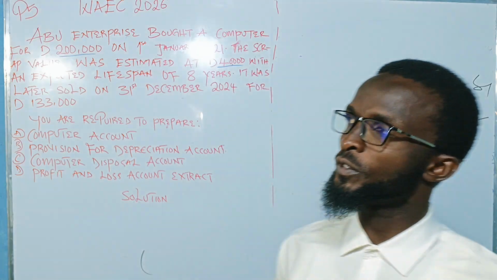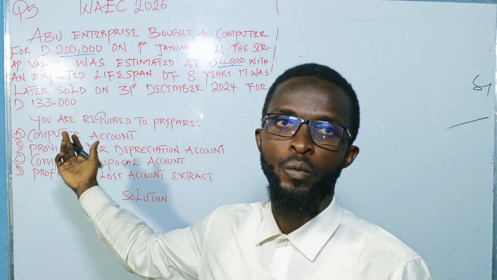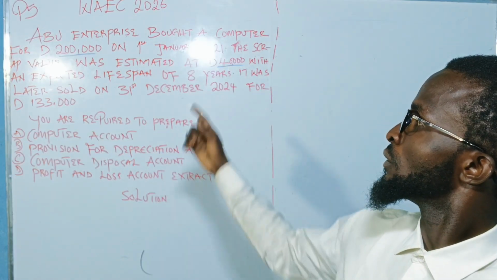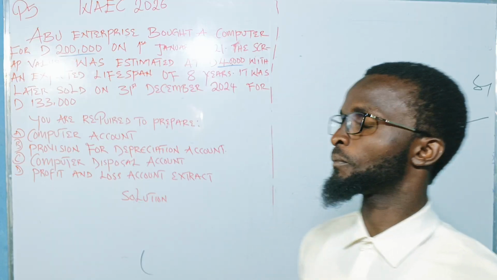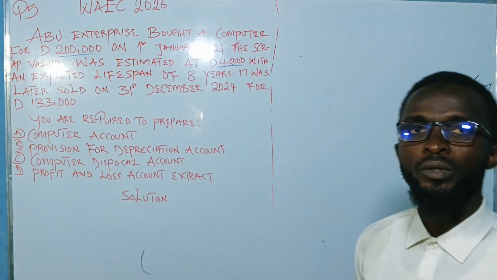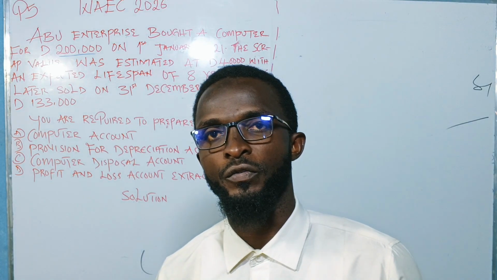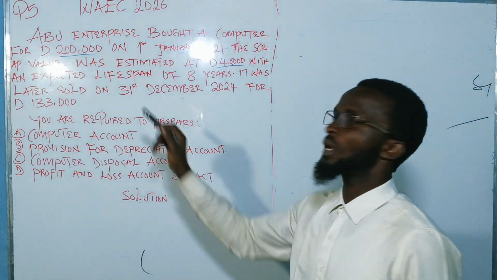Today we are going to continue with our series on solving WAEC past questions. Still on 2026 question 5. The question is about depreciation of non-current asset or fixed asset. So here is the question.